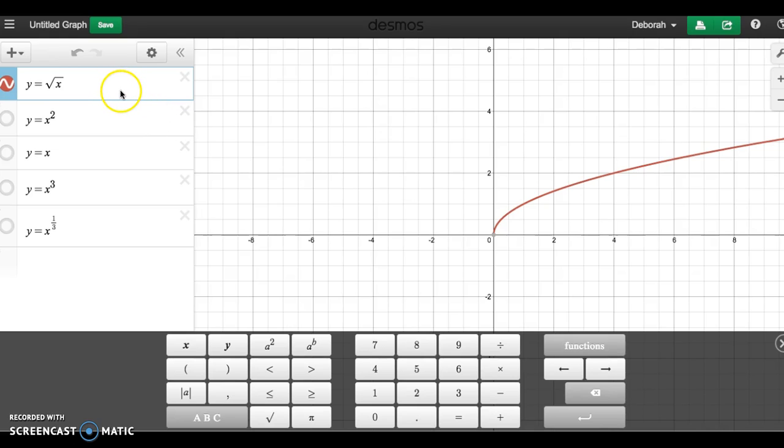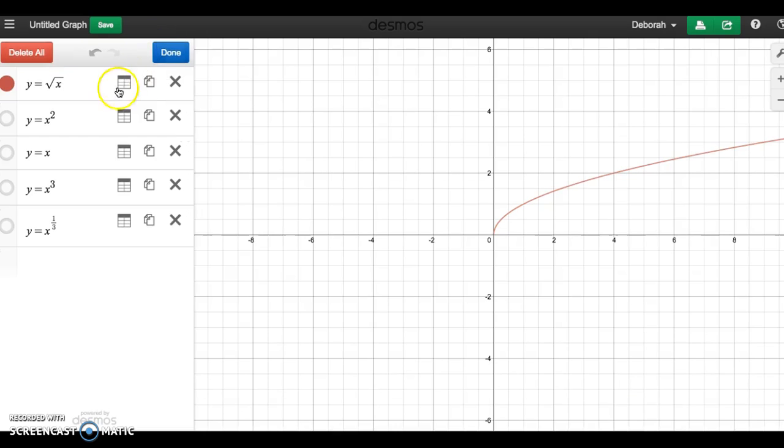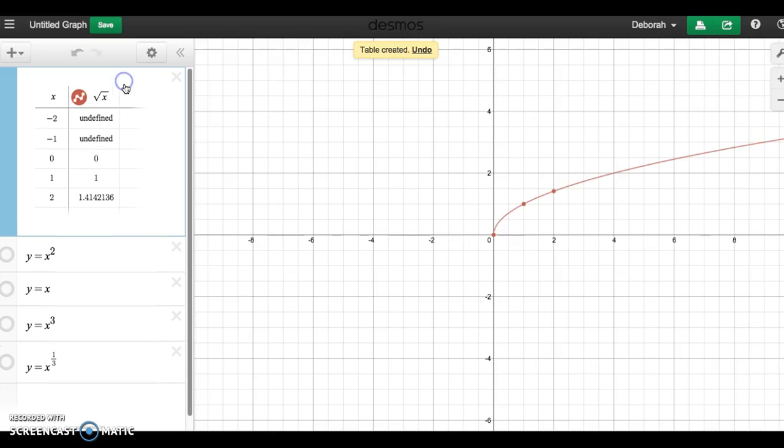Let's take a look at the table for this function. If you put your cursor in the field where this particular one is, and I have some other ones turned off right now, if you go to the gear and you select the table, you'll see that you get a table of values for this. And that's useful for any function. If you type in the equation, you can go to a table to complete your own table of values.